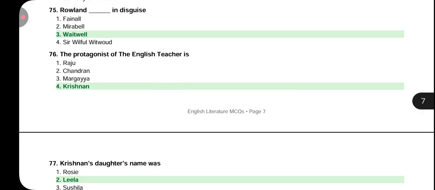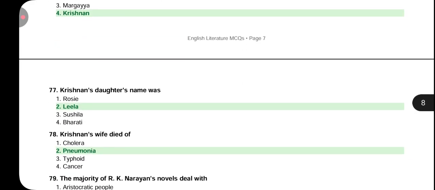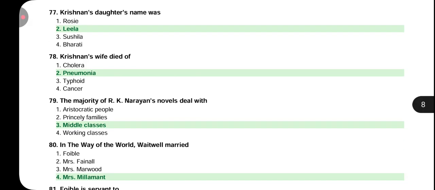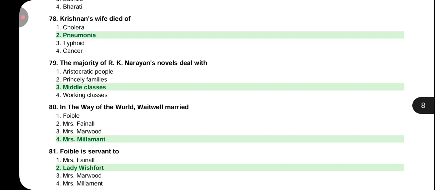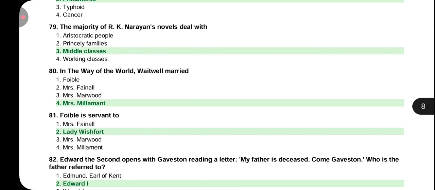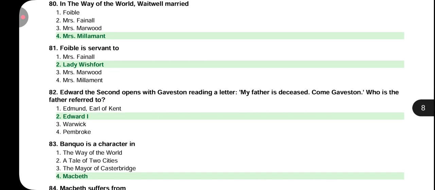The protagonist of The English Teacher is Krishnan. Krishnan's daughter's name was Leela. 78th. Krishnan's wife died of typhoid. 79. The majority of R.K. Narayan's novels deal with the middle classes. 80th question. In The Way of the World, Waitwell married Mrs. Millamant's maid. 81. Foible is servant to Lady Wishfort.